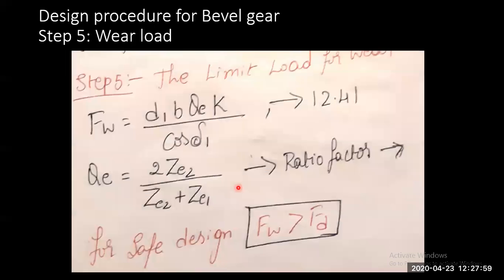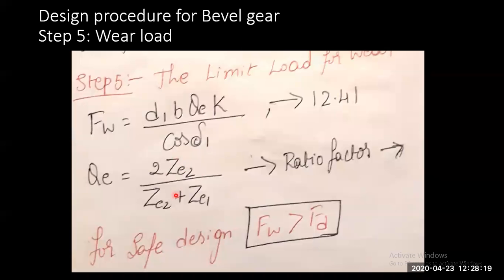So last step, the load. The load is a little bit different. This is delta, so delta 1, or D1. Whichever is the weaker member, we'll use that particular data. And this is where ZE comes into the picture.